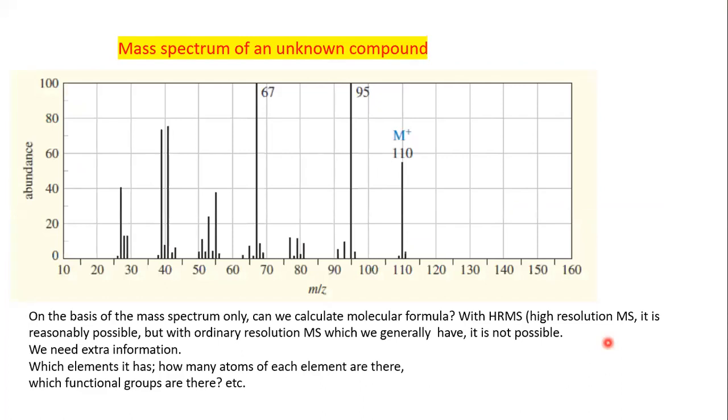Okay, what's this? This is a mass spectrum, okay? Now look at this mass spectrum. What do you see? Definitely you see peaks, and there are many peaks. My question today is: is it possible for us to determine the molecular formula on the basis of just this simple mass spectrum? The answer is no.